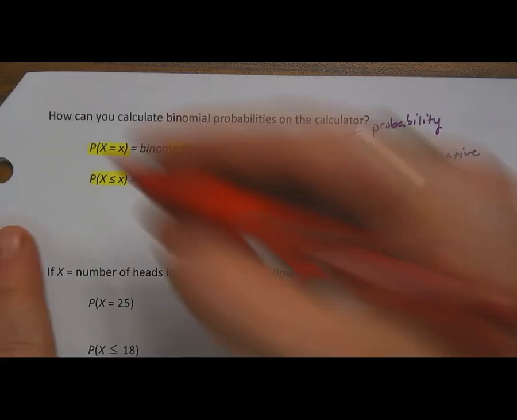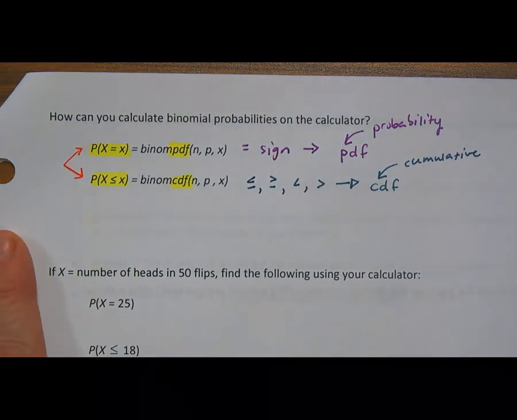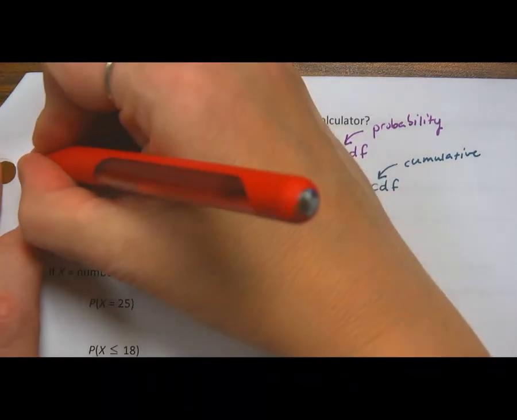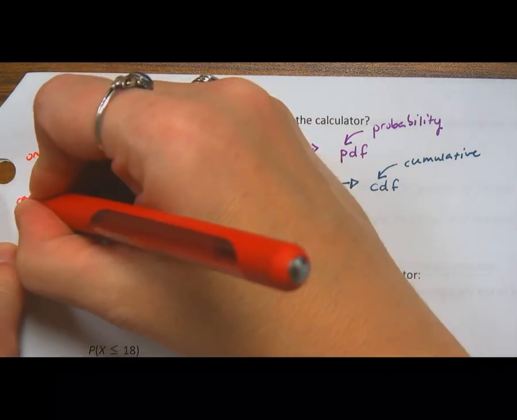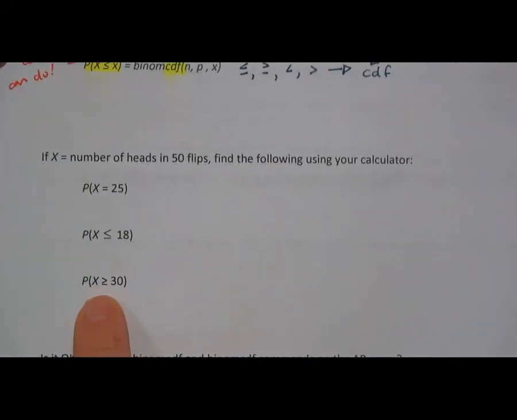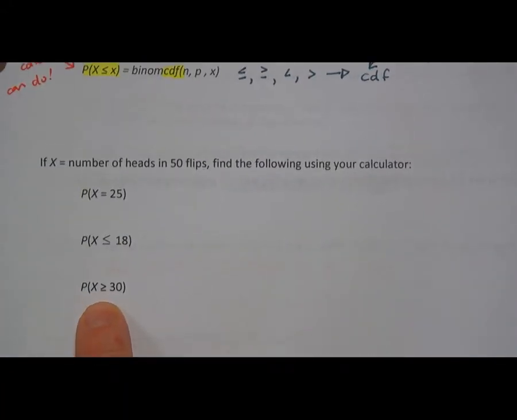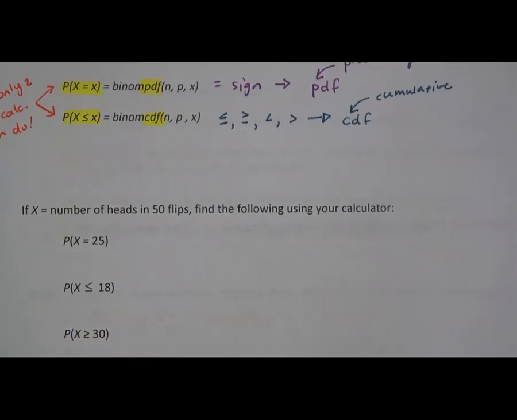These are the only two commands that your calculator knows: either an exact or a less than or equal to. These are the only two the calculator can do. So what do we do if it's a different symbol like this one down here? We'll tackle that in just a second. Let's practice. I think you're going to like this.